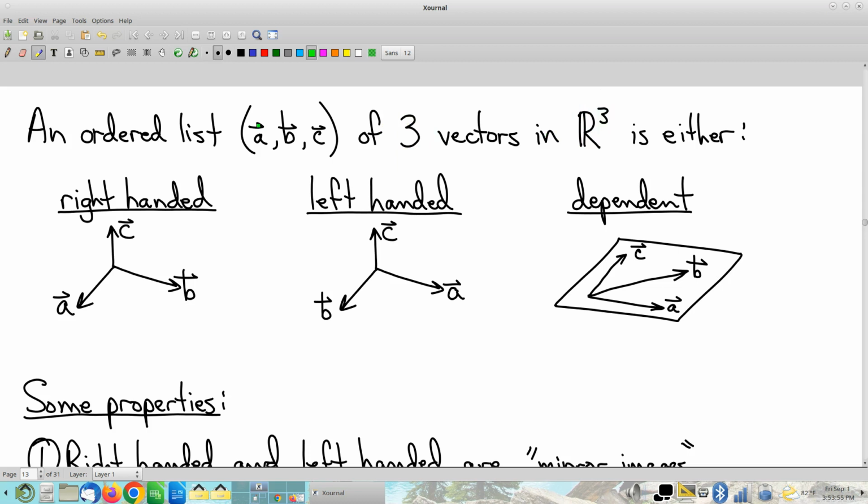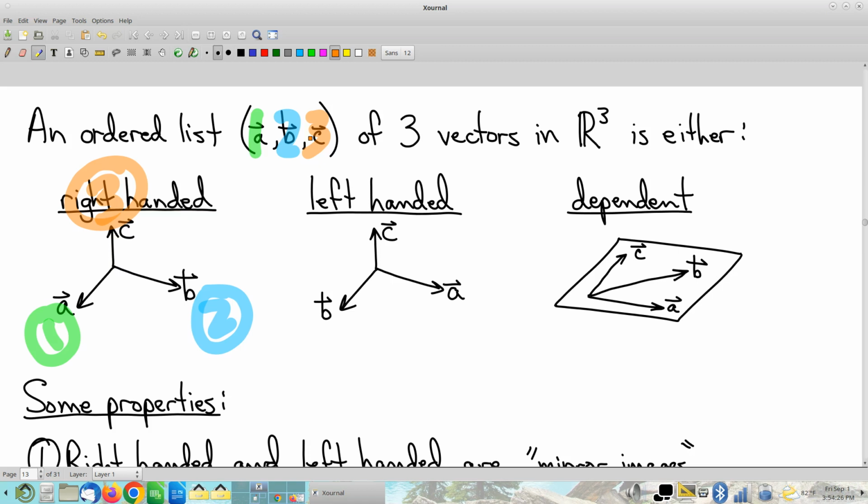Again, I have an ordered list. So again, there is a vector that is first. There is a vector that is second. There is a vector that is third. First, second, and third. I'm going to have to do some gesturing here. Won't come in the recording, sorry about that. This list we're going to describe as right-handed because of the following.